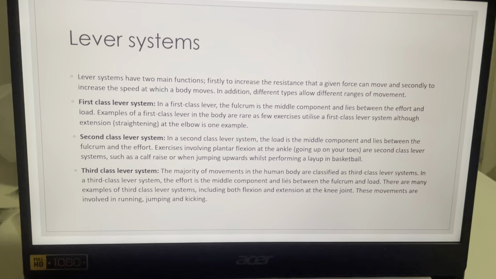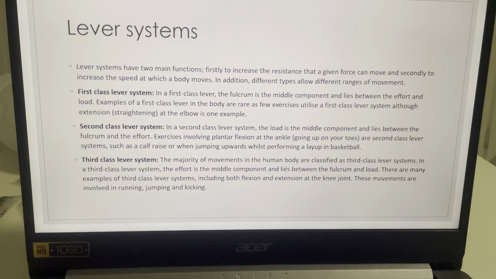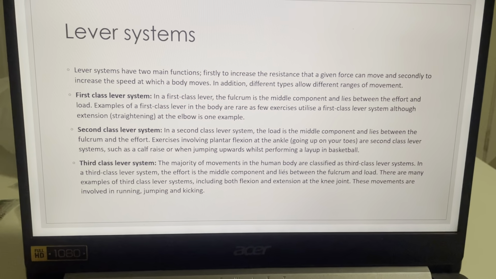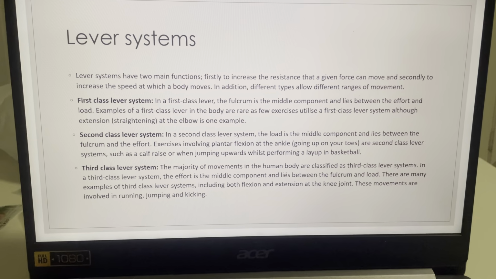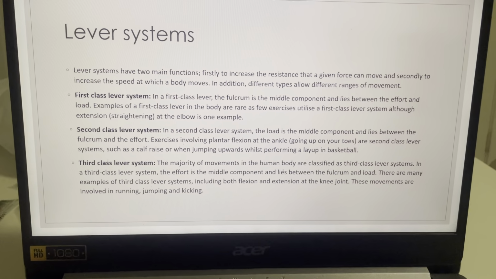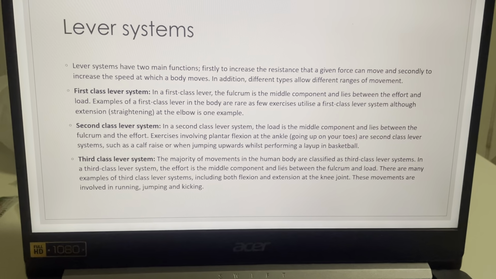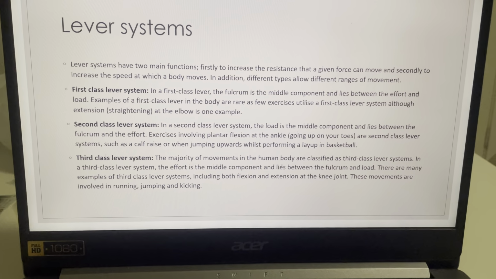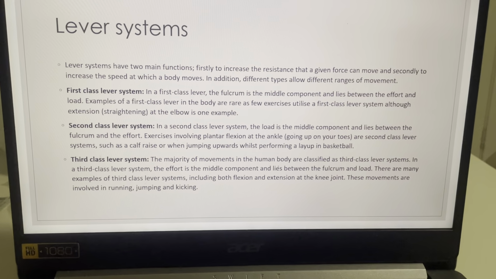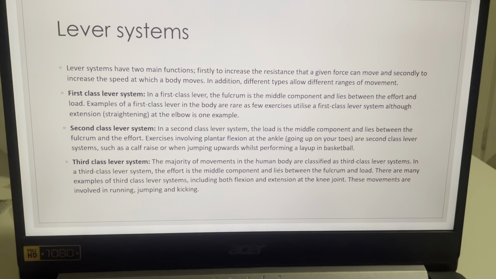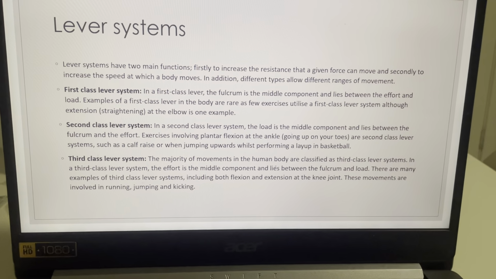The lever system. A lever system has two main functions. Firstly, to increase the resistance that a given force can move, and secondly, to increase the speed at which a body moves. In addition, different types allow different ranges of movement. First-class lever system. In a first-class lever, the fulcrum is the middle component and lies between the effort and load. Few exercises utilize a first-class lever system, and triceps extension at the elbow is one example.